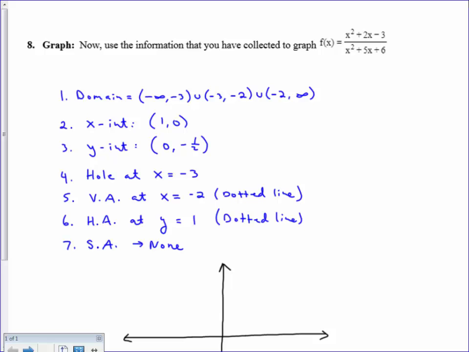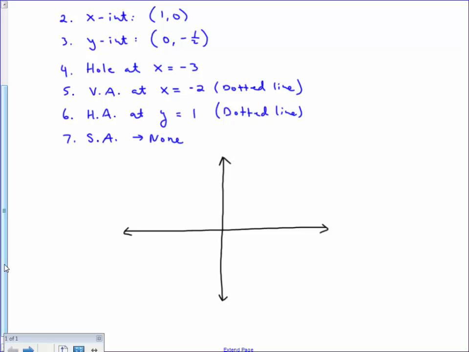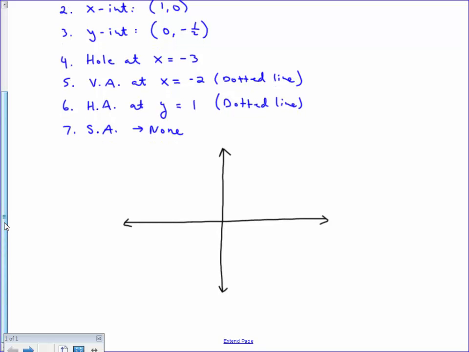In step 3, we found the y-intercept to be the ordered pair (0, -1/2). In step 4, we found out there should be a hole at x equals -3. In step 5, we found out there should be a vertical asymptote at x equals -2. And I've written out to the side of this, make sure you graph that using a dotted line. And then in step 6, we found out there's a horizontal asymptote at y equals 1. Also use a dotted line there. And then finally, we found out that there was no slant asymptote.